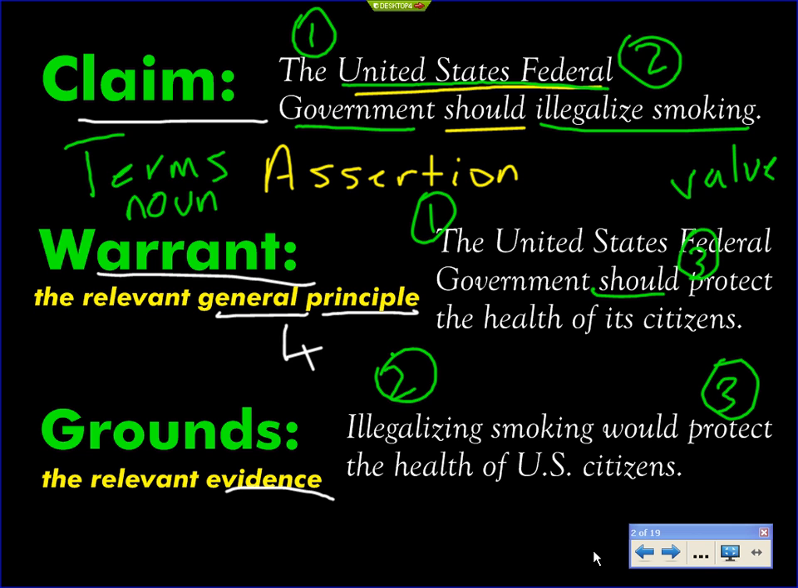So here's Emily's. The United States federal government should end Bush-era tax cuts. The United States federal government should maintain the health of the economy. Well, can somebody else do it? I know I can. Listen carefully, I know I'm doing it verbally. The United States federal government should end Bush-era tax cuts. That's my claim. The warrant: The United States federal government should maintain the health of the U.S. economy. And my grounds? Ending the Bush-era tax cuts would maintain the health of the economy. That's it.